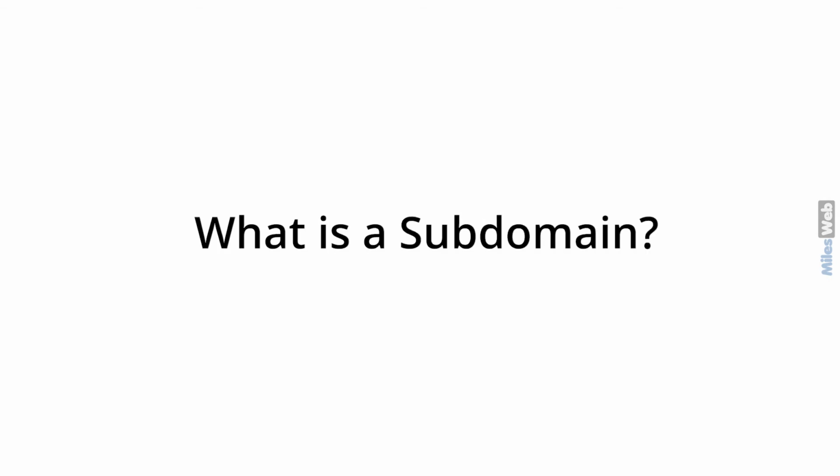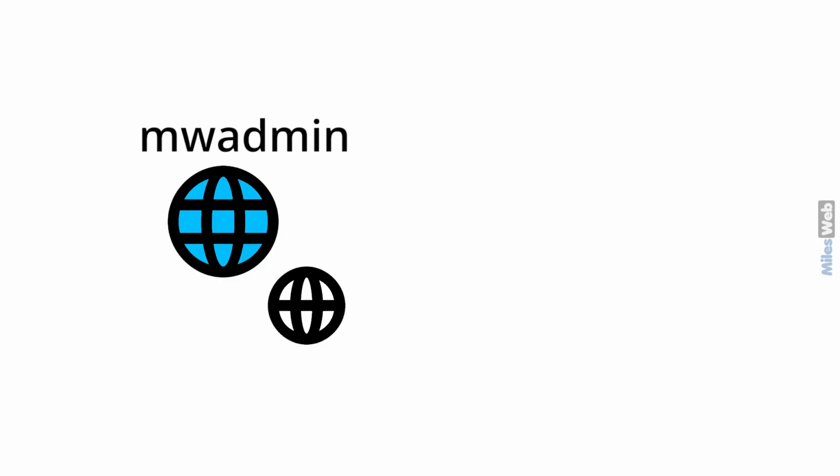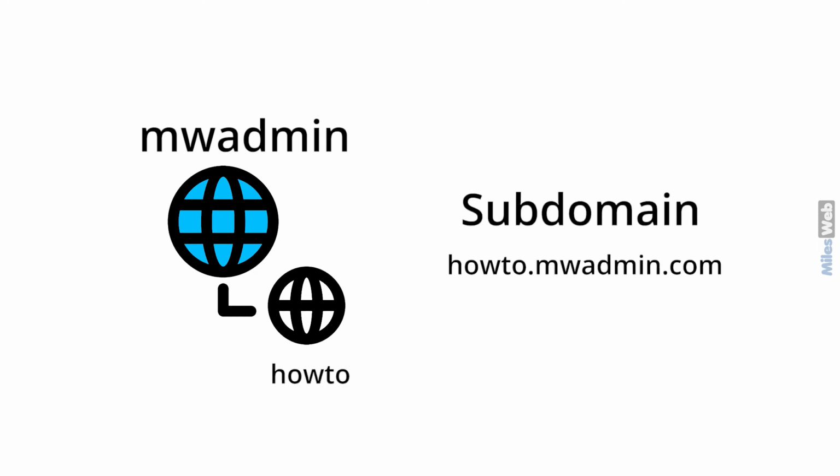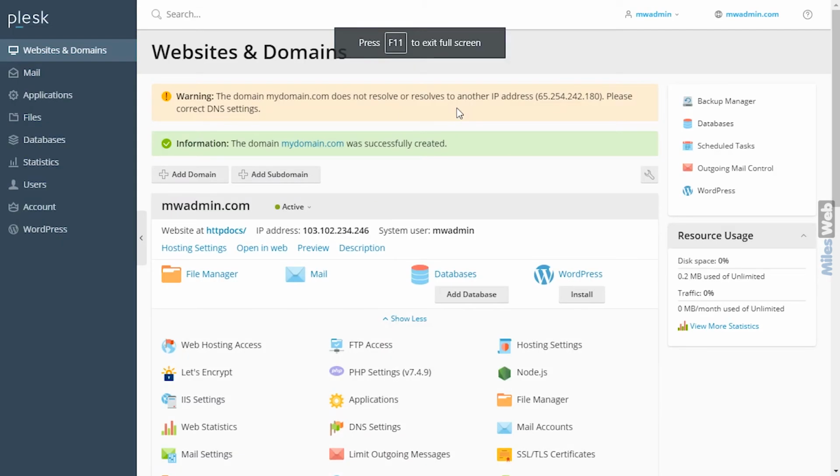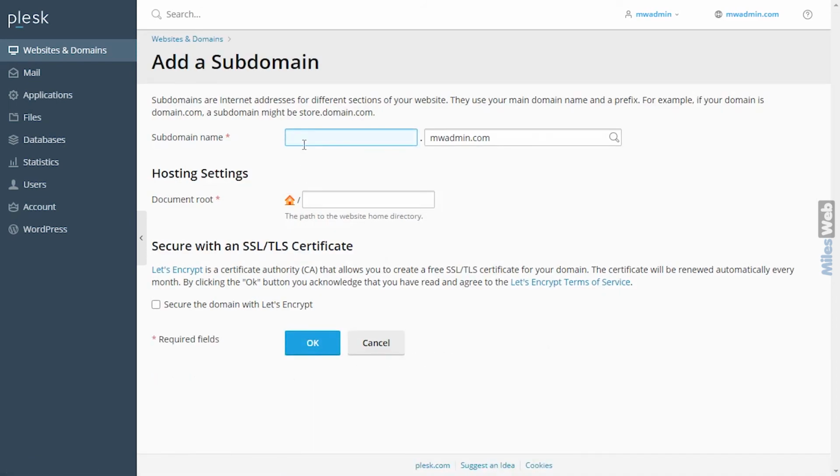What is a subdomain? A subdomain is an additional part of your main domain based upon a prefix name that you choose. For example, if mwadmin is my primary domain and the subdomain prefix is howto, then the subdomain is howto.mwadmin.com. To create a subdomain in Plesk, follow these steps. In the same window, click on Add Subdomain. Now, in the prefix section of primary domain, enter the name that you want as your subdomain.